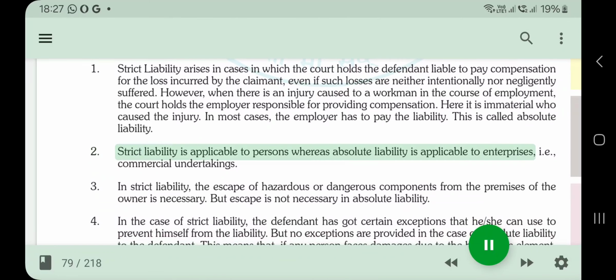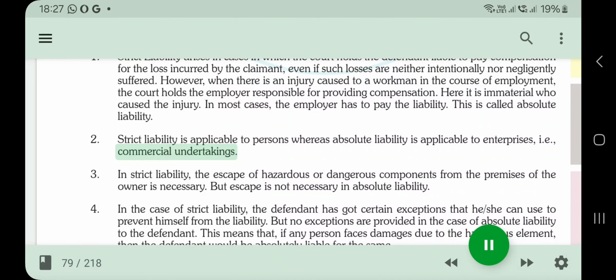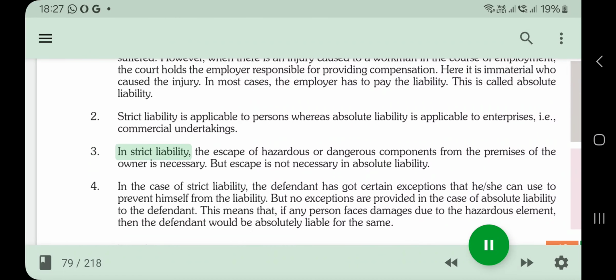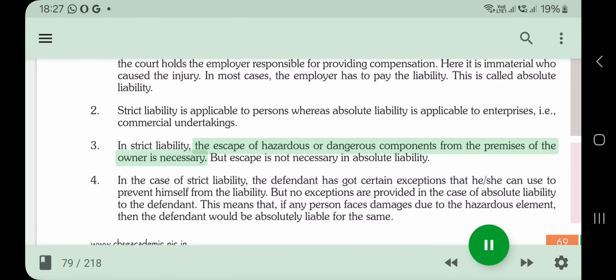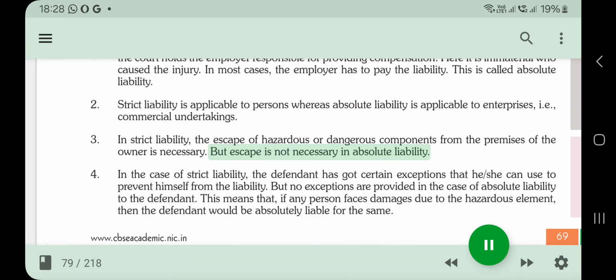2. Strict liability is applicable to persons, whereas absolute liability is applicable to enterprises, i.e., commercial undertakings. 3. In strict liability, the escape of hazardous or dangerous components from the premises of the owner is necessary. But escape is not necessary in absolute liability.